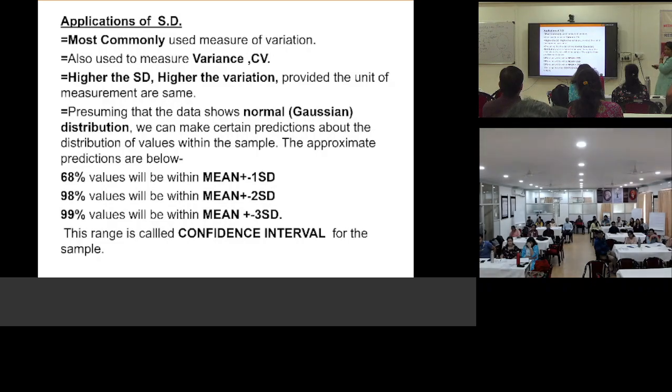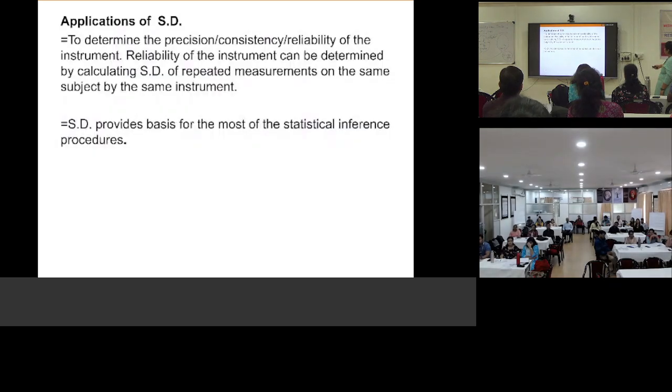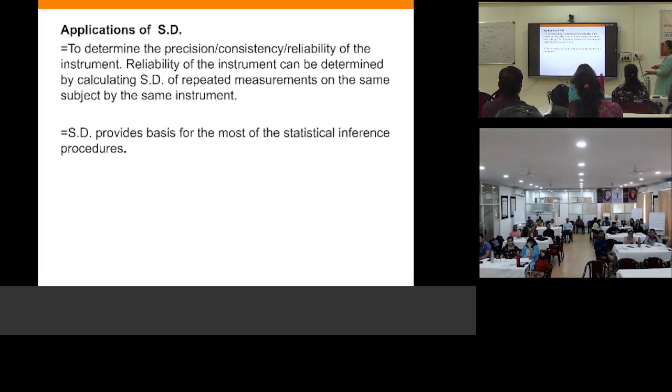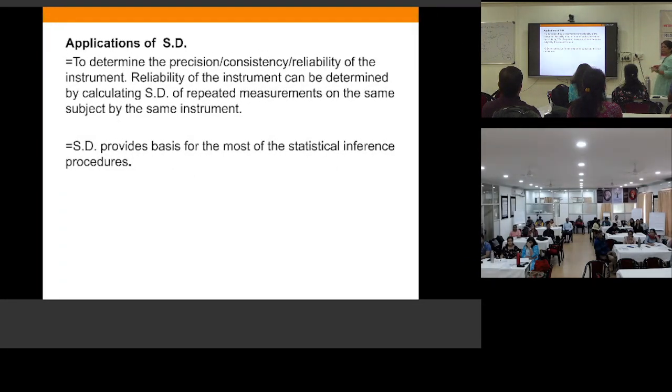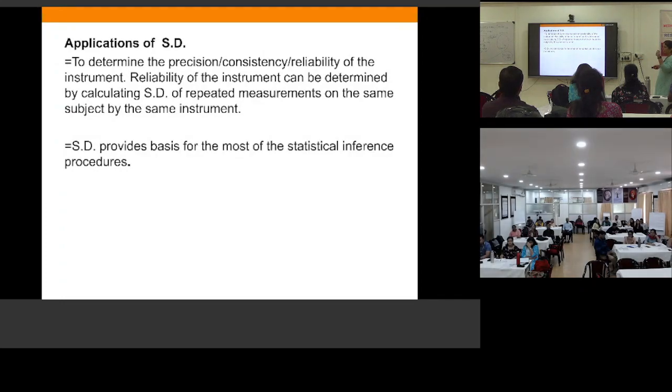Tomorrow the confidence interval will also be taken in detail by Jadhav sir. It is represented by a normal curve. It is also used to determine the precision, consistency and reliability of the instrument. Reliability of the instrument can be calculated by SD of repeated measurements, how much difference is coming. It provides the basis for most statistical inference procedures. In inferential statistics, the software will most commonly ask you for the SD and the mean.